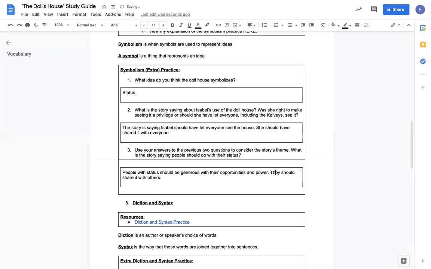This is something that you can put together from the symbolism that is being used in the story. That's one of the messages that it's trying to send to you.